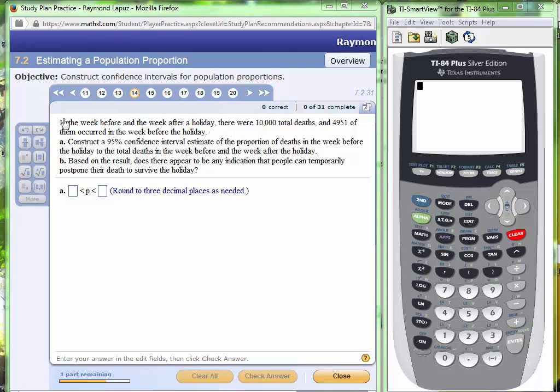Here's a problem from Chapter 7. In the week before and the week after the holiday, there were 10,000 total deaths, and 4,951 of them occurred in the week before the holiday. Construct a 95% confidence interval estimate of the proportion of deaths in the week before the holiday to the total deaths of the week before and the week after the holiday.